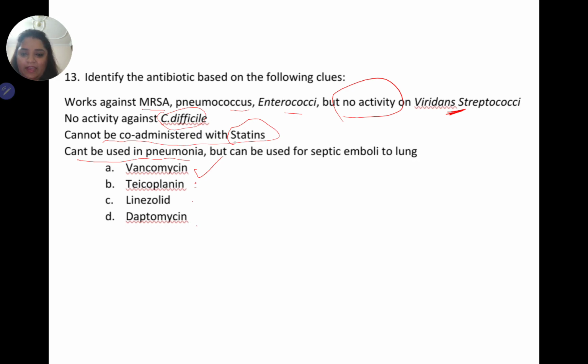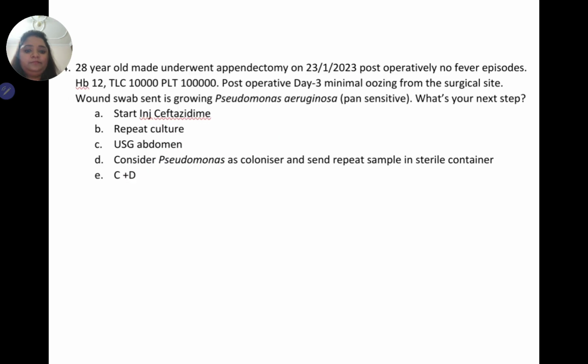Dapto is the one which has significant interaction with the statin due to HMG CoA synthesis inhibition, and also this daptomycin can't be used in pneumonia because they are inactivated by the surfactant.